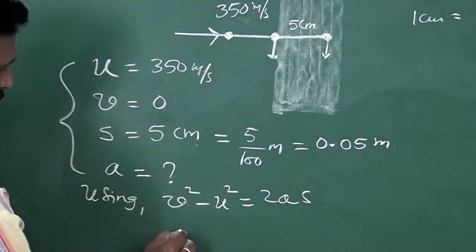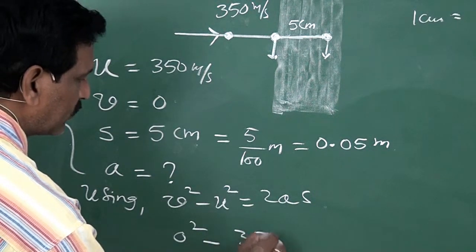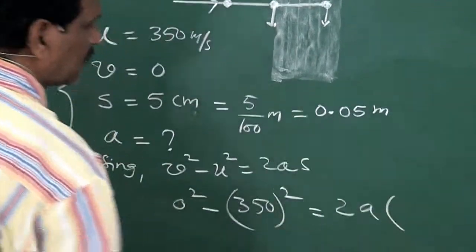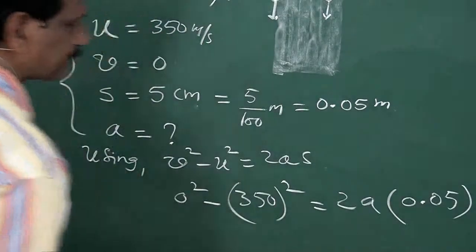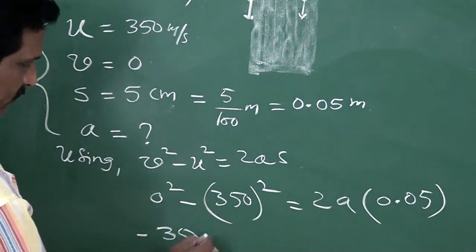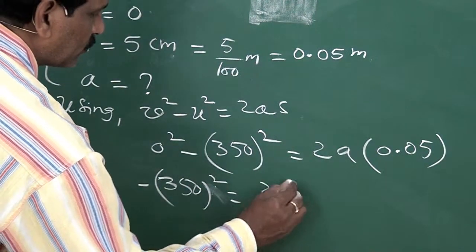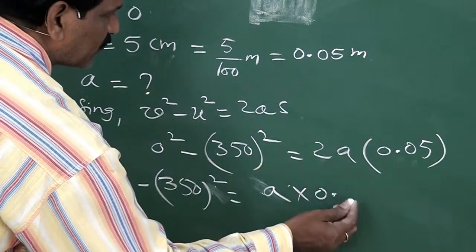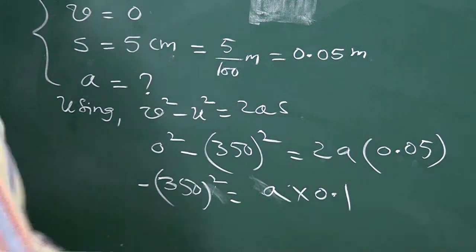So, here v is 0. So, 0 square minus u, which is 350, whole square is equal to 2as. 2a into s, here s is 0.05. So, minus 350 square is equal to 2 into a into 0.05, 2 into 0.05 is simply 0.1. So, we have to calculate a.